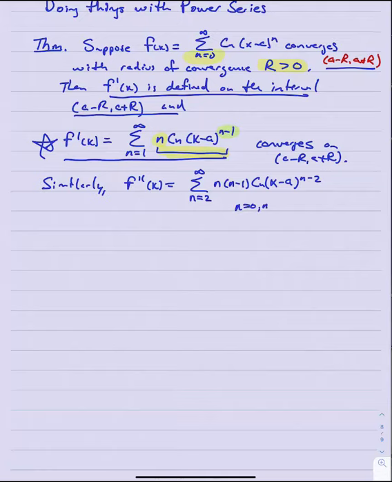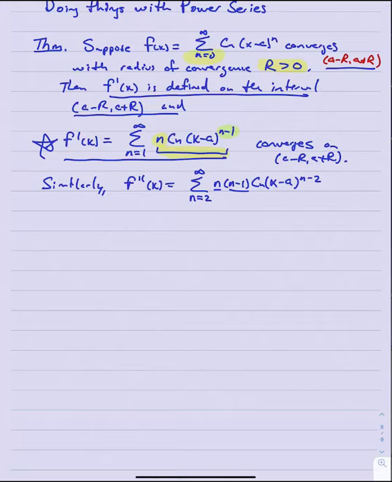reset that lower index starting value there to be n equals 2, because if n is equal to 0 or n is equal to 1, these two factors will make this entire thing 0. Again, it's just redundant if you leave it starting at 0. It's not wrong. It's just the custom to re-index that lower value when you're taking derivatives.